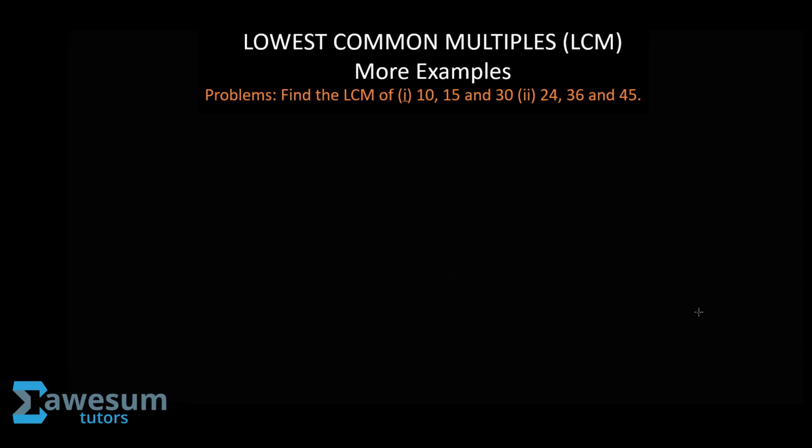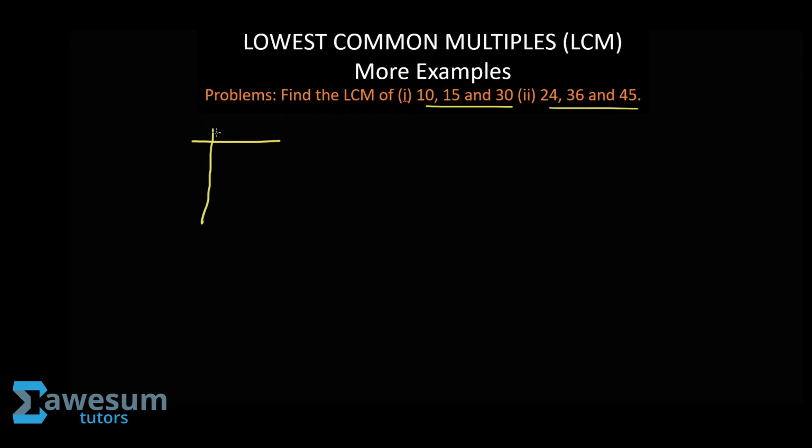In our previous video, we discussed how to find the LCM of two numbers. See the link below to see how we did that. In this example right here, we're going to be looking at how to find the LCM of three numbers. We're going to be looking at 10, 15, and 30, and also 24, 36, and 45. Let's get started.